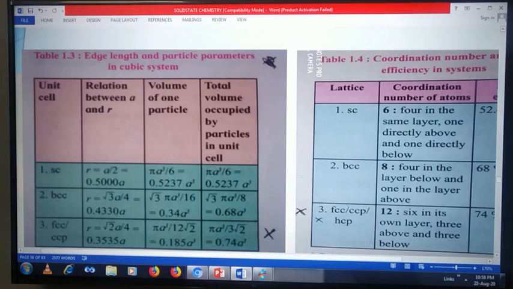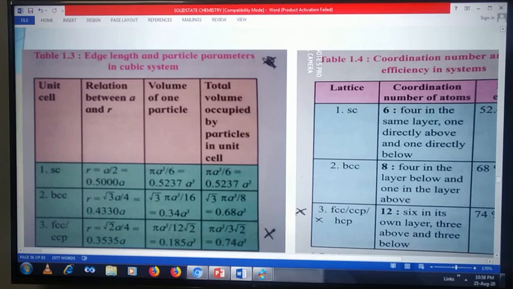We put in the value of root 2, and we get the answer. R, that is the radius of the constituent particle or the atom in FCC or CCP, is 0.3535a. So we get the relation between radius and edge length. Similarly, the volume of one particle is pi a cube upon 12 root 2, and if we calculate this, again we get the relation 0.185 a cube.